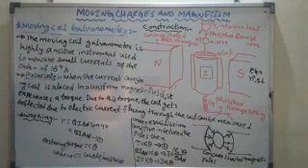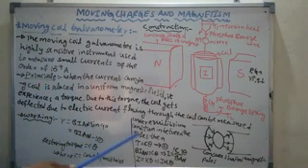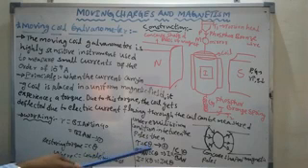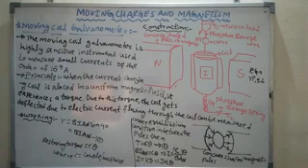Under equilibrium condition, in between the poles, this is called the deflecting torque, and this is called the restoring torque. Under equilibrium condition, the deflecting torque is equal to the restoring torque. Deflecting torque is tau, restoring torque is C into theta.